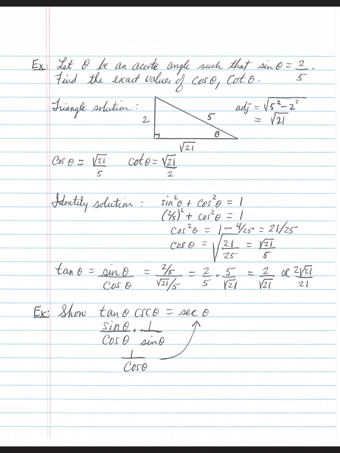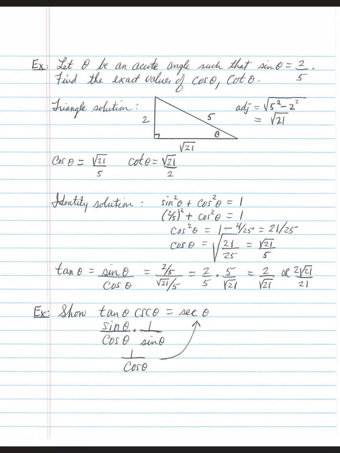Now, if you've got hypotenuse and you need to find the length of a leg, that missing leg is square root of hypotenuse squared minus the other leg squared. Well, that's 25 minus 4, which is 21. So your adjacent length is square root of 21. Cosine is defined as adjacent over hypotenuse, square root of 21 over 5. And cotangent is defined as adjacent over opposite, square root of 21 over 2.